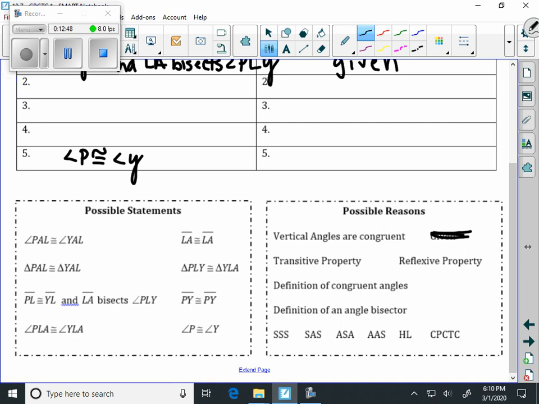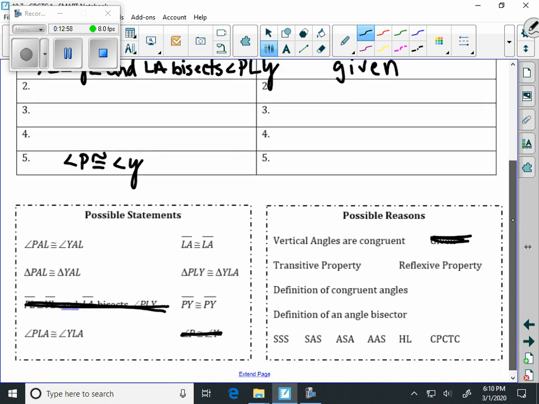Angle P is congruent to angle Y. We can mark that one off. And then we've also got this, I believe, was our given statement. So we can get rid of a couple of things.